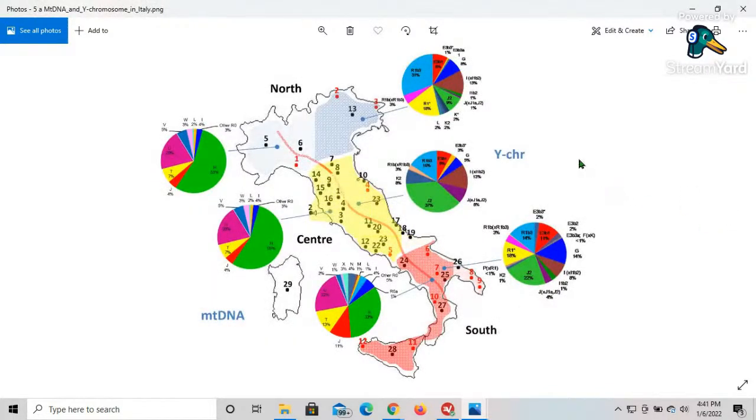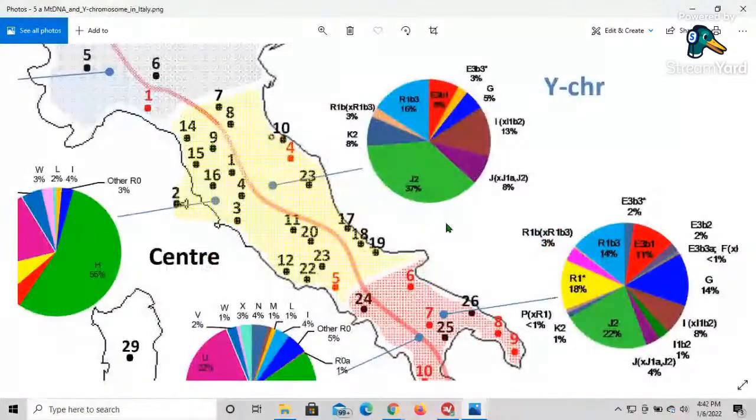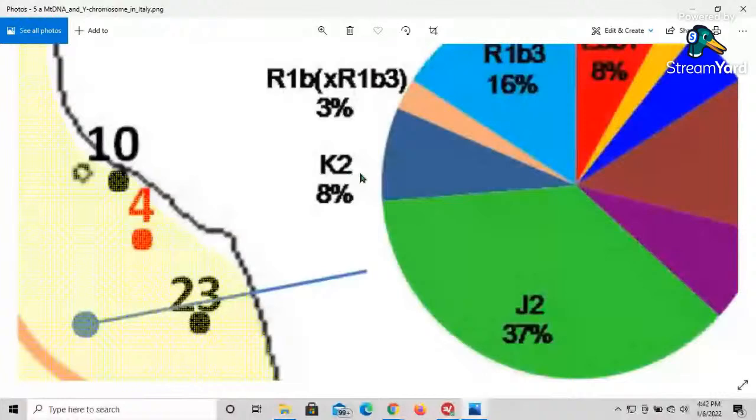Okay, this is the map that I had to check when I found out that Tubal settled in Italy. I had to go to the map of Italy and see if the K was in Italy. And you can see here the K is 8% of the population of Italy.